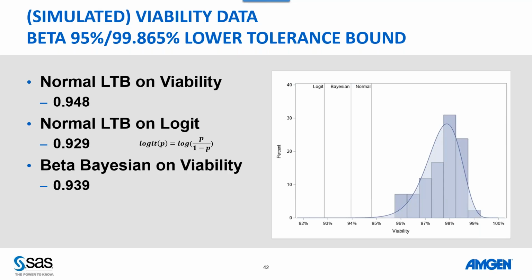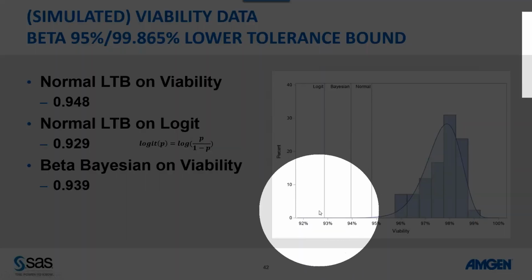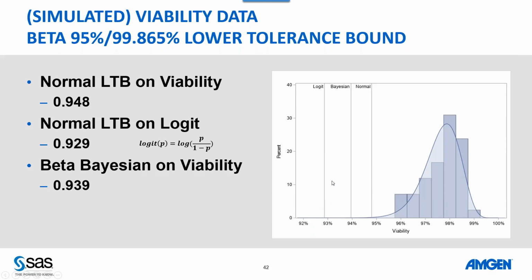Sometimes in our experience, if you use the normal approach, the limit is too close to the data. And remember, if you're using this limit for process control, anything below 0.95 is going to trigger an alarm and an NC. That could cause a lot of issues, so people are very careful about how they define process control limits. For example, the limit of 0.929 may be too low, okay? So the Bayesian limit is somewhere in between.